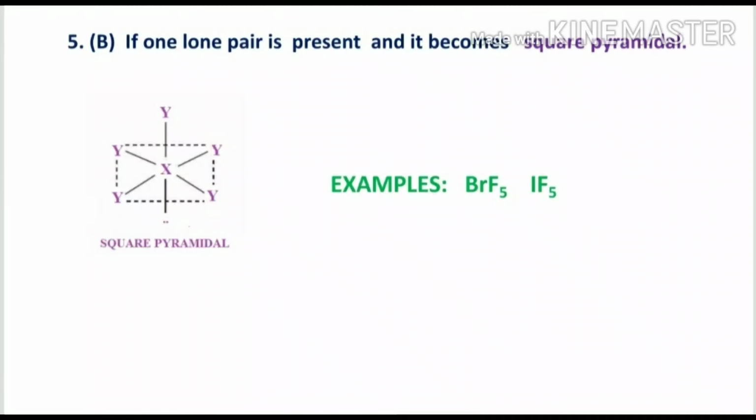Next, 5b. If one lone pair is present, you just remove one bond pair from the octahedral structure, and it becomes square pyramidal. Examples are BrF5 and IF5. The octahedral is completely converted into a square pyramidal if you remove one bond pair and instead there is a lone pair of electrons.